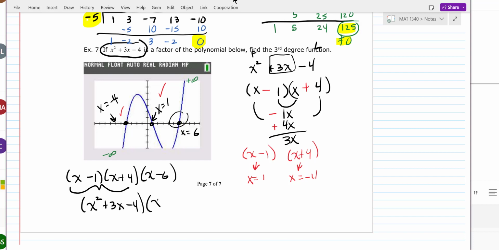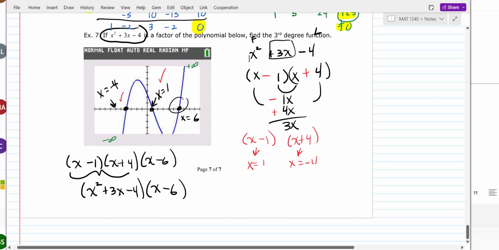So what we need to do on this problem is just multiply that out, and then we'll have what the graph of that polynomial is. Okay, so when I do this, I'm just going to multiply x squared times x, which gives x to the third. X squared times negative 6 is going to be negative 6x squared. Then 3x times x is positive 3x squared. 3x times negative 6 is negative 18x. Negative 4 times x is negative 4x. Negative 4 times negative 6 is plus 24.